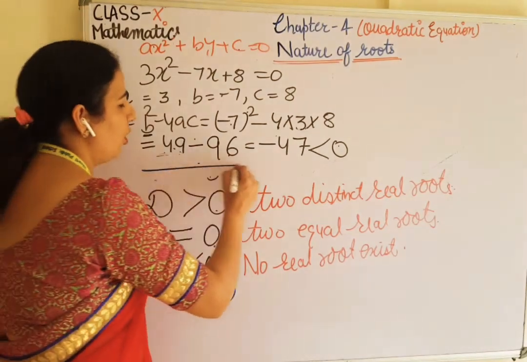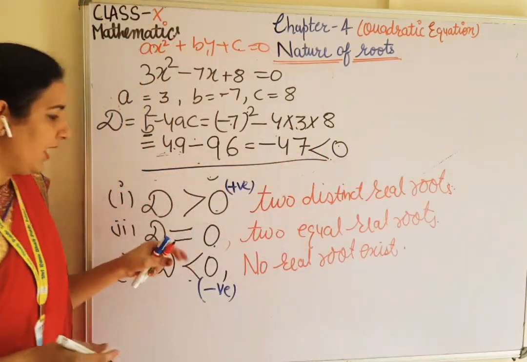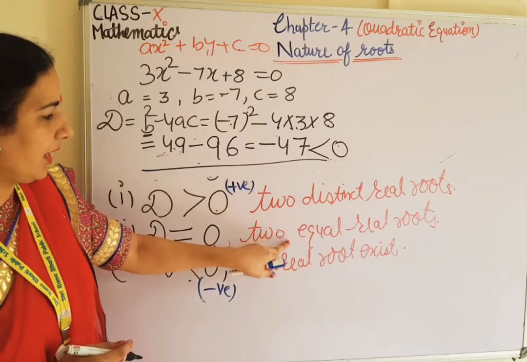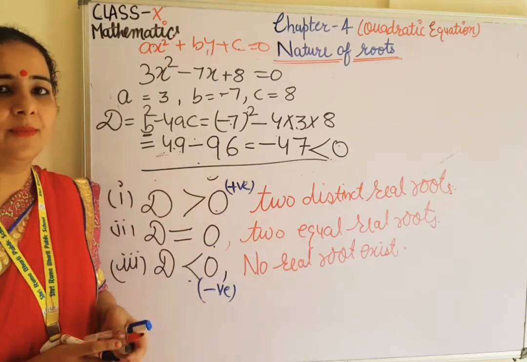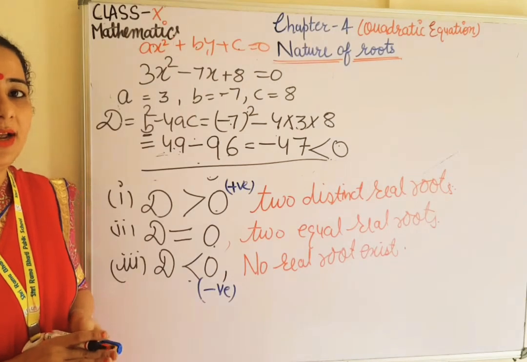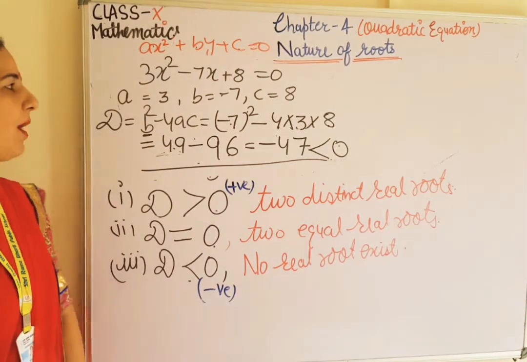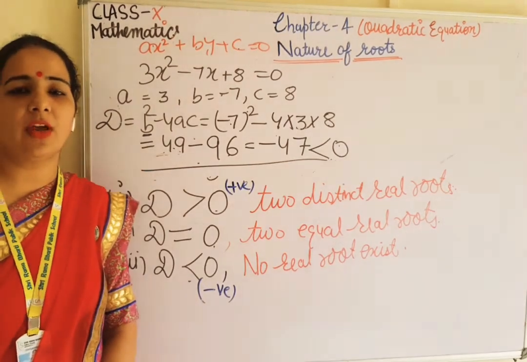So this is all about the values of D. If D is equal to 0, then what can we write? Two equal roots will exist. Clear students? So this is all about the discriminant, the nature of the roots.